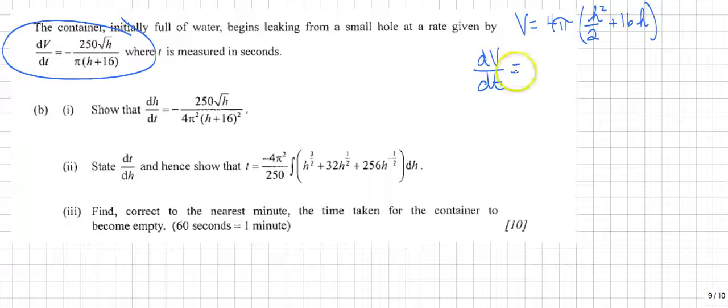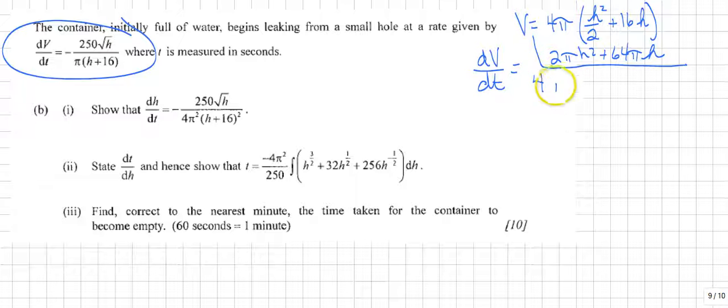I think I'm going to distribute this first. So the 2 cancels, and I've got 2 pi h squared. Now this is not the derivative yet, I'm just going to distribute. And then 64 pi h. All right, now I'll take the derivative. So I've got 4 pi h plus 64 pi, and that's all times dh dt.